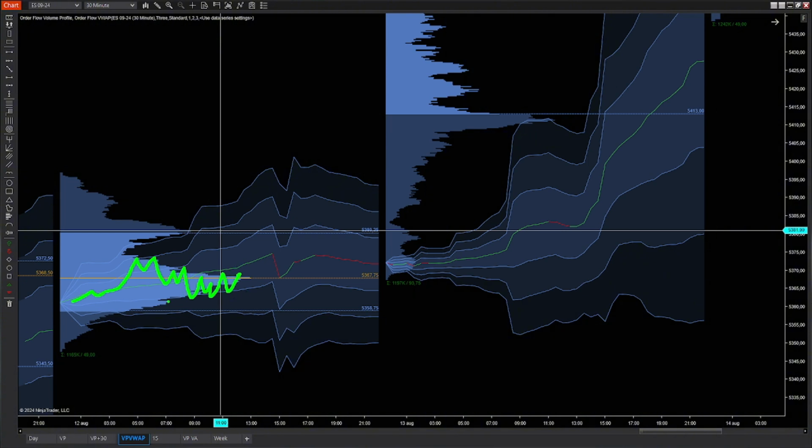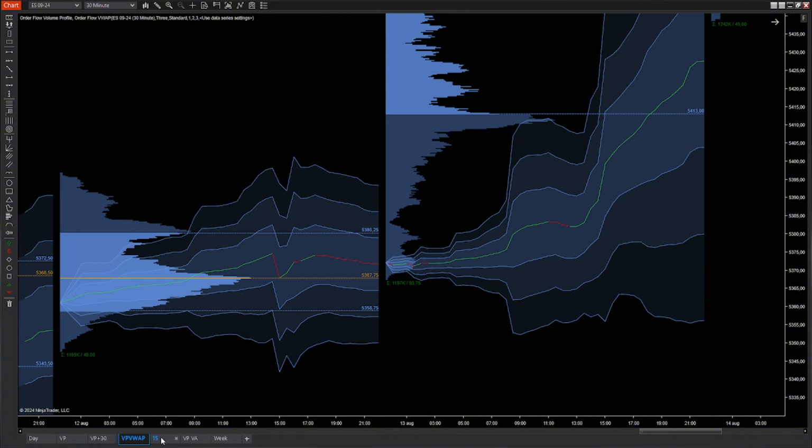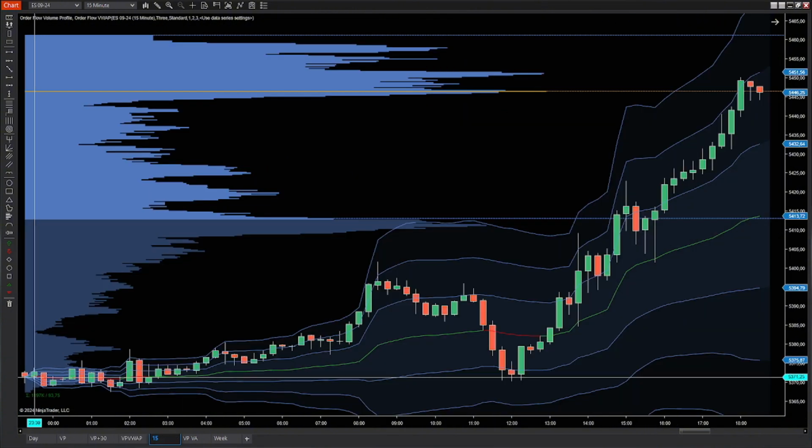Rejection happens when price moves away from the VWAP or its standard deviations and can't sustain itself at these new levels. You'll see the market test a level, but if the volume doesn't back it up, the price snaps back to VWAP. This is the market saying, no thanks, the price doesn't represent value, and we will reject it. Let's see this in an example. So as you can see, we opened up right here.